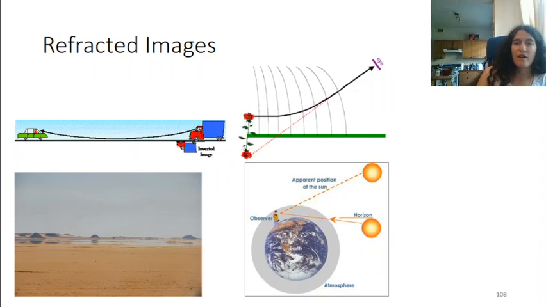Here's another application of this happening. Whenever you're looking at the sunset, the sun is actually in a different location relative to the earth than what it really is, and it's because of the bending of light in the atmosphere. So you would see light bending towards you when it goes towards the observer, so the apparent position of the sun is actually higher up than it really is.